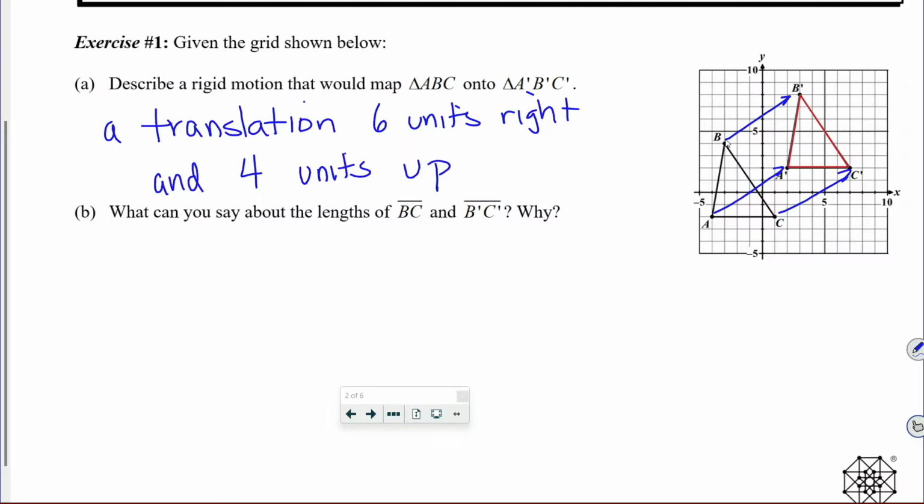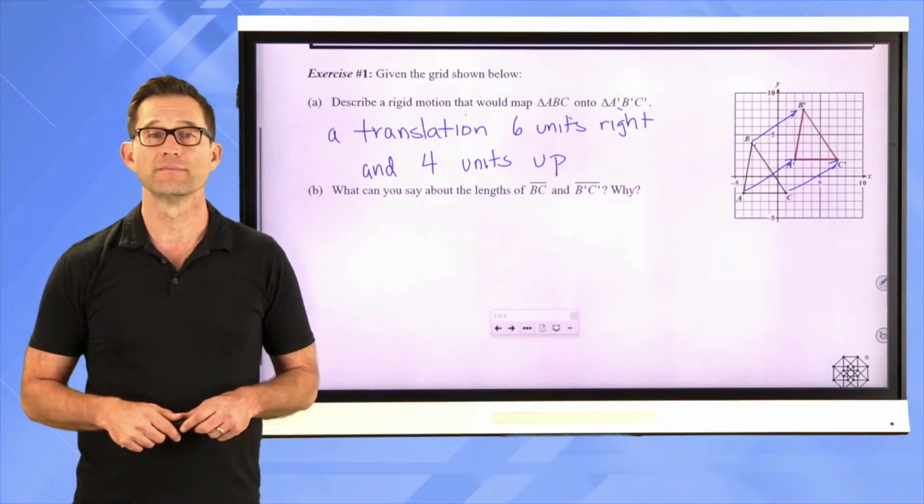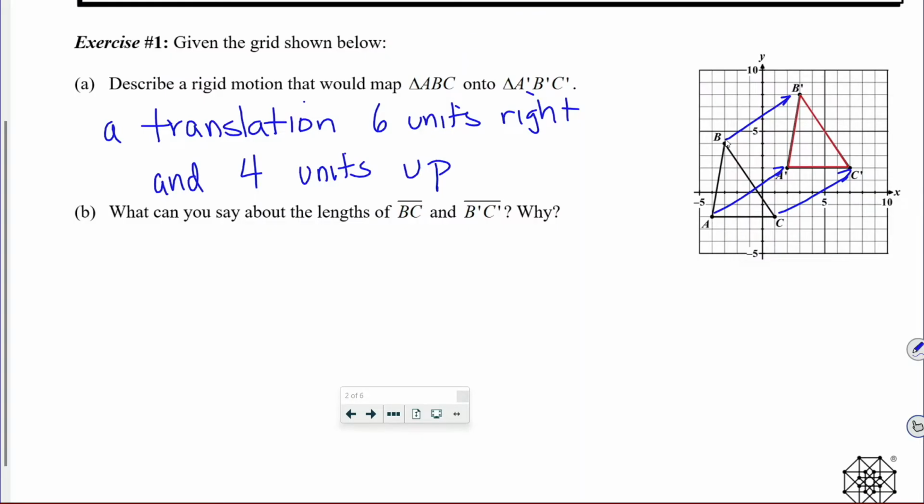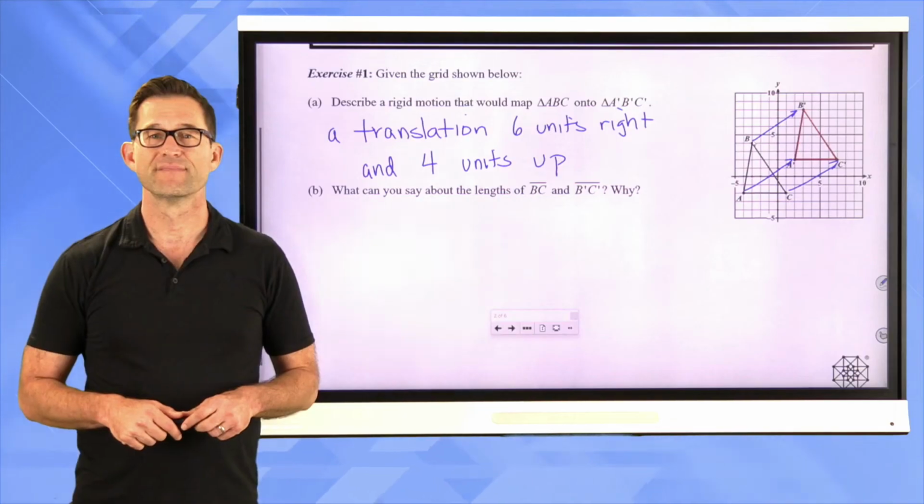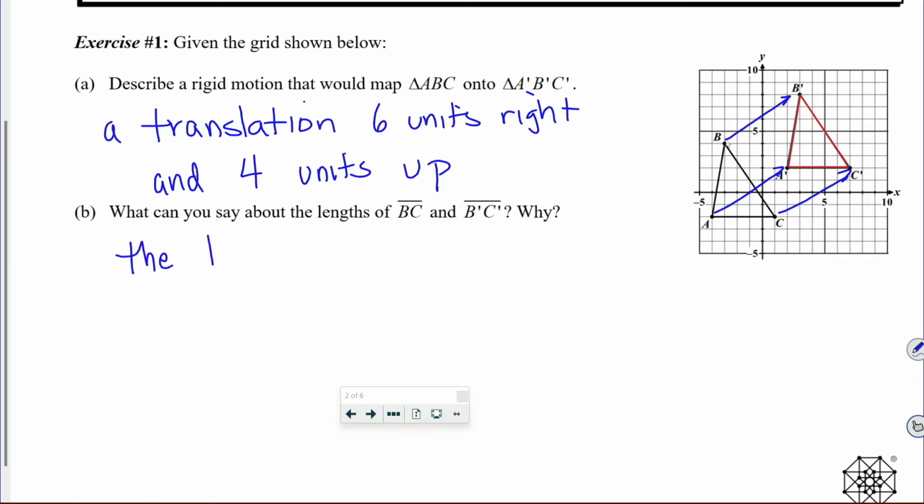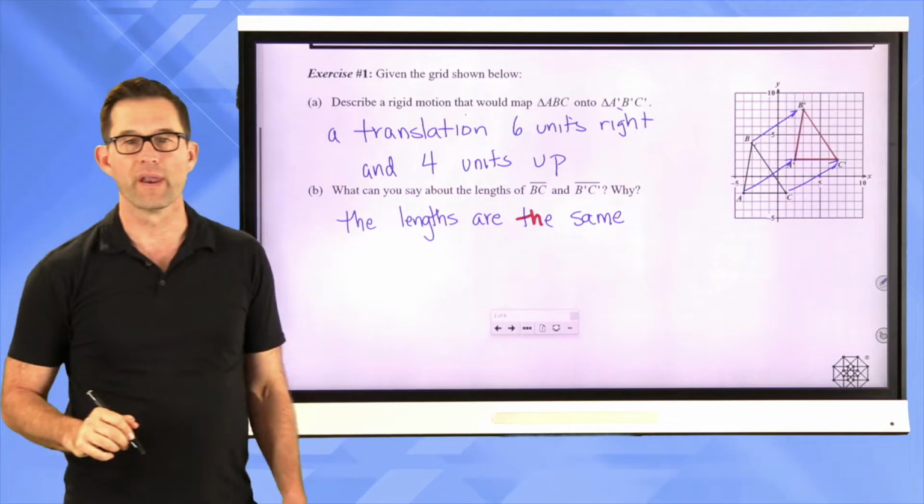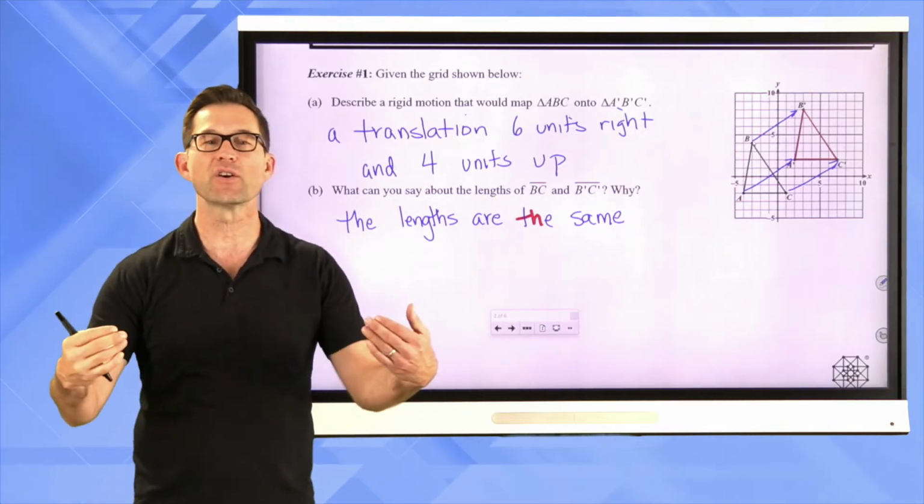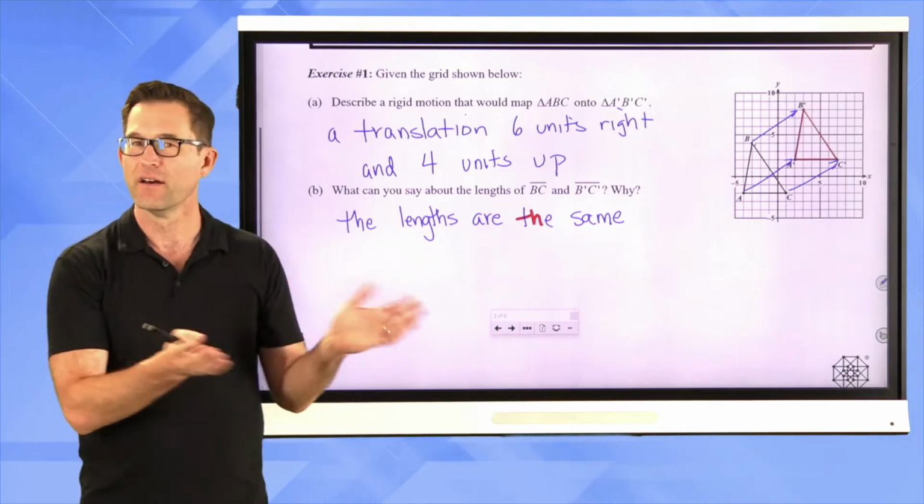All right, letter B. What can you say about the lengths of segment BC and segment B', C'? Why? Well, go ahead and write something down. Okay, well, hopefully what you'd say is the lengths are the same. I feel like I shouldn't even try to write over the red anymore. I'm just going to go with the red on this.